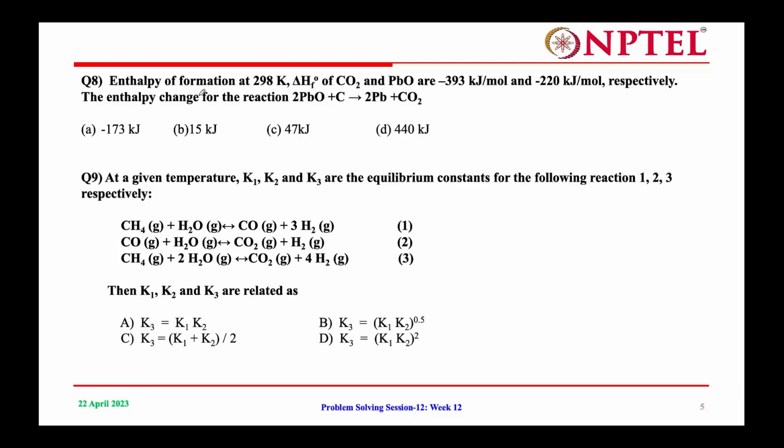Question 8. The enthalpy of formation at 298 Kelvin, delta H_f, for the formation of CO2 and PbO are minus 393 kilojoule per mole and minus 220 kilojoule per mole respectively. What is the enthalpy change for the reaction 2 PbO plus C gives 2 Pb plus CO2? So the enthalpy of formation is given for PbO and CO2.